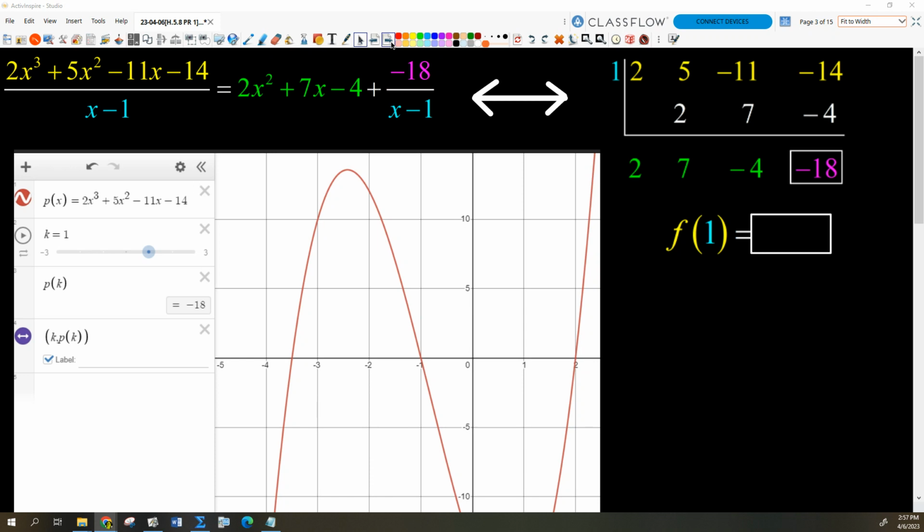Okay. What happens if I graph that polynomial? That's P of X, let's say, the yellow polynomial. Here's a graph of the yellow polynomial. It's cubic, so it curves all over the place. What if I plug in 1, the number that was out in front of the synthetic bracket? Okay, what if I plug that in?